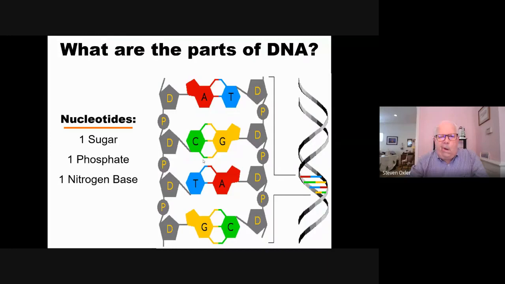All right, what are the parts of DNA? A sugar, a phosphate, and a nitrogen base. Three parts of DNA. Together they form a nucleotide. So a sugar, a phosphate, and a nitrogen base is known as a nucleotide.